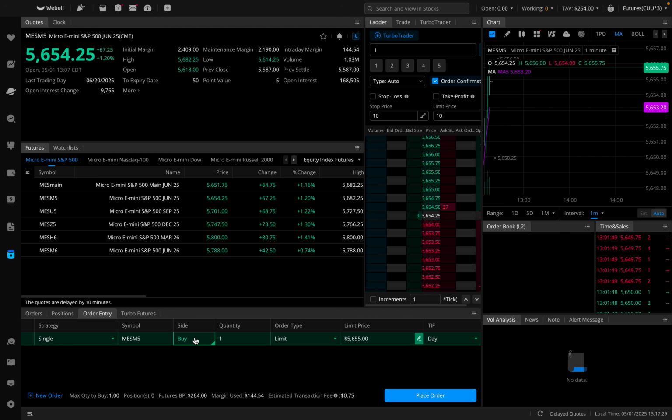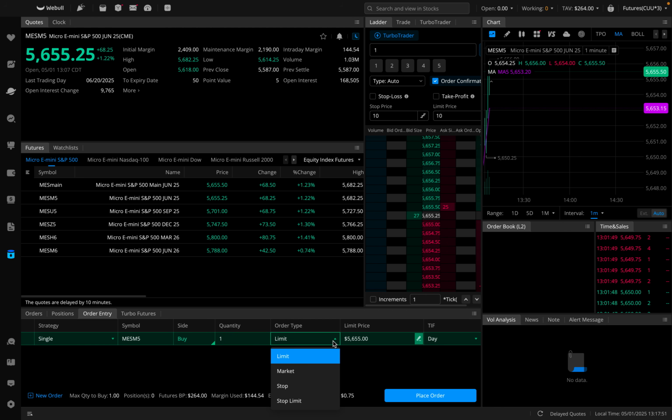Side. So remember, we can buy this contract, we can sell this contract. We can also go the opposite way here, right? Depending on how you feel about this futures contract. And then we have quantity. So of course you can modify that, right? If you want to buy more than one contract, you can go 2, 3, 4, 5, as you can see here.